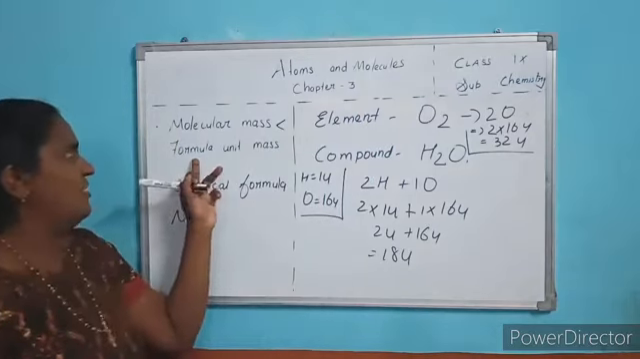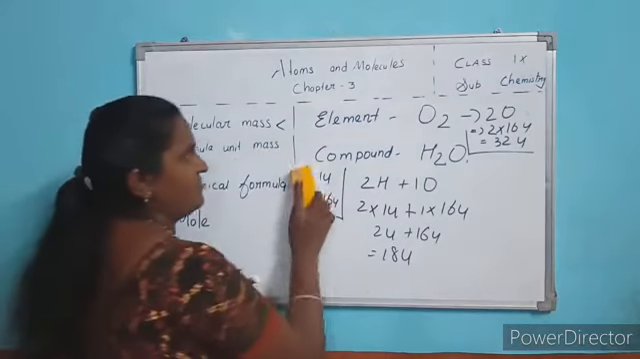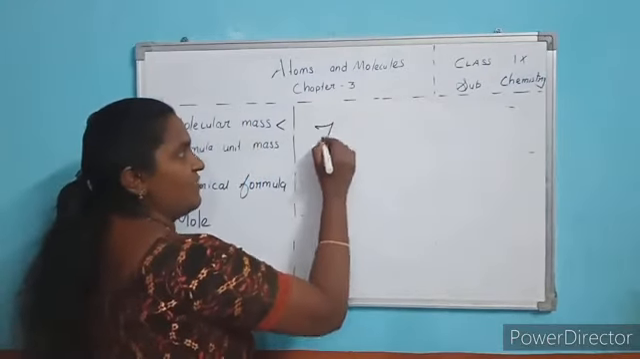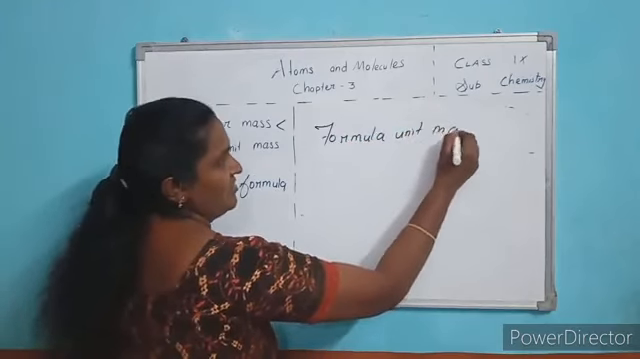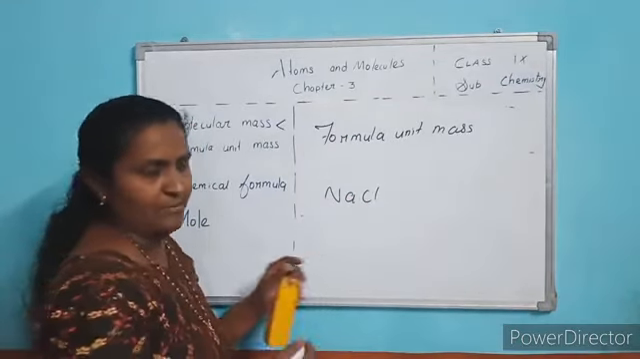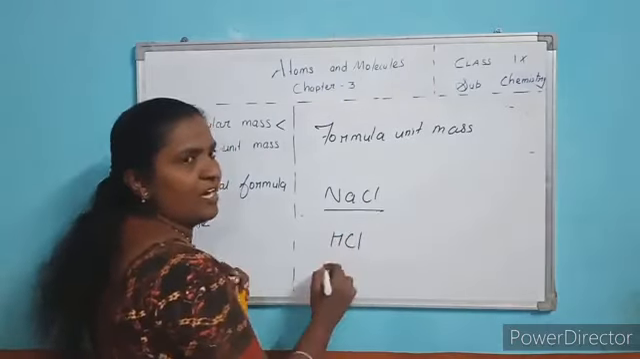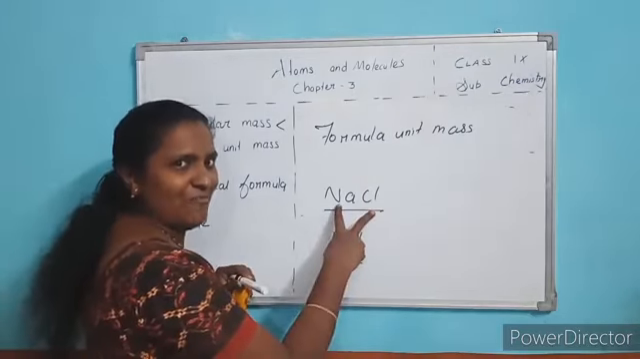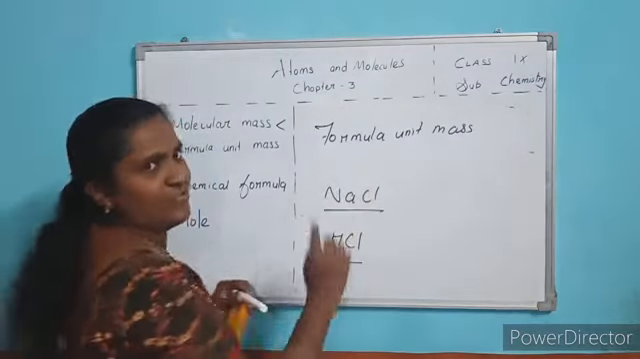Next we go to formula unit mass. It is also almost similar. Now we'll write. Formula mass, formula unit mass. Okay, here is an example of one formula, sodium chloride formula. This is hydrochloric acid formula. How will you find out this formula unit mass? It is also the sum of these two atomic masses. Okay, both the masses you add, you will get the formula unit mass.